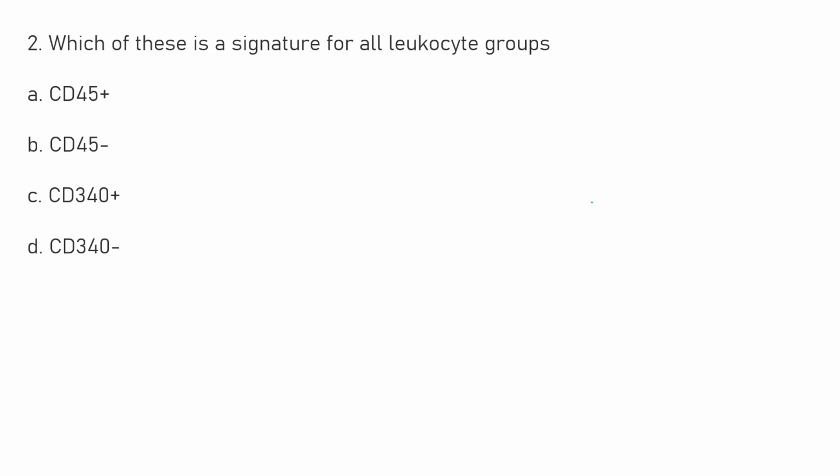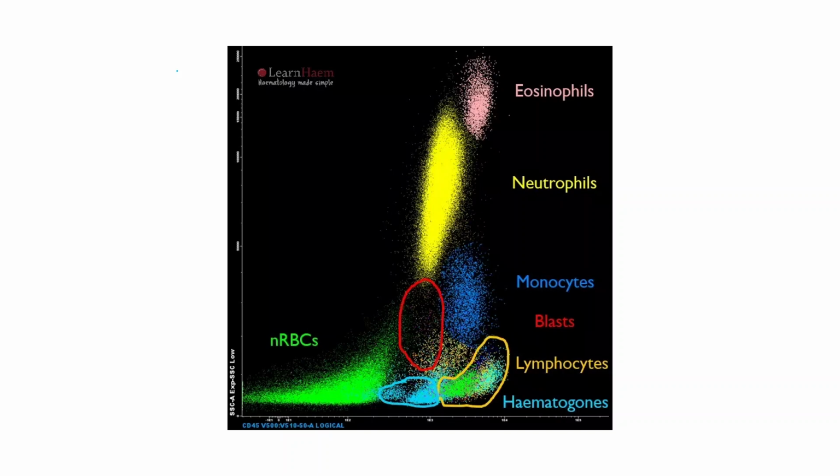Yes, some people have answered. The correct answer is CD45 plus. CD45 is a marker for the leukocyte groups. So what is CD45? What does CD stand for? This is basically cluster of differentiation.